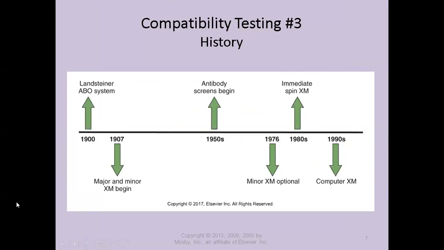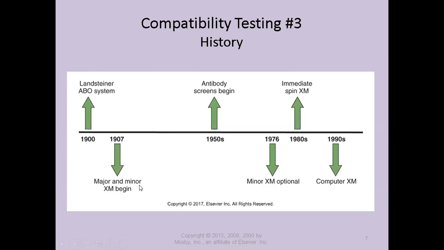So you all know Carl Landsteiner. We've talked quite a lot about him already. And Carl Landsteiner, we know, discovered the ABO system in the early 1900s. By the time 1907 came around, major and minor cross-match testing began. So the cross-match testing that we do today is the major cross-match. The major cross-match is what I described to you a few minutes ago, where we take the recipient's serum or plasma and we test it with the donor red cells we're thinking of transfusing them.